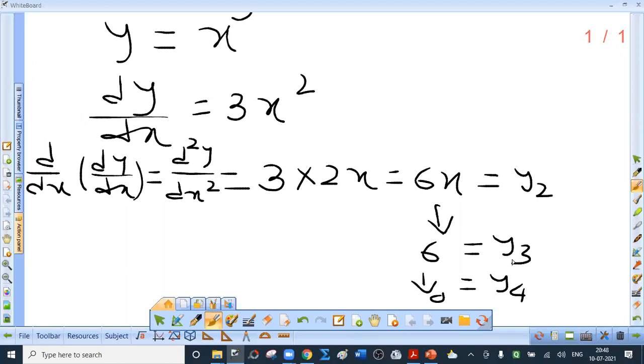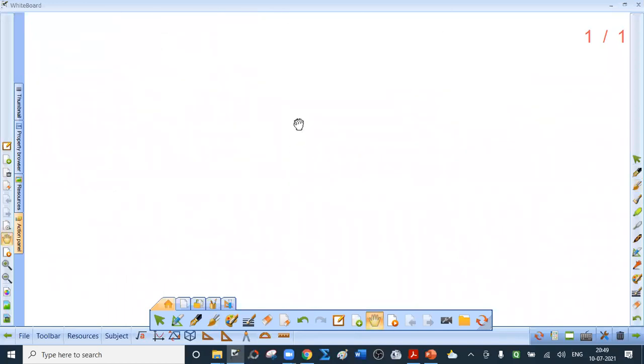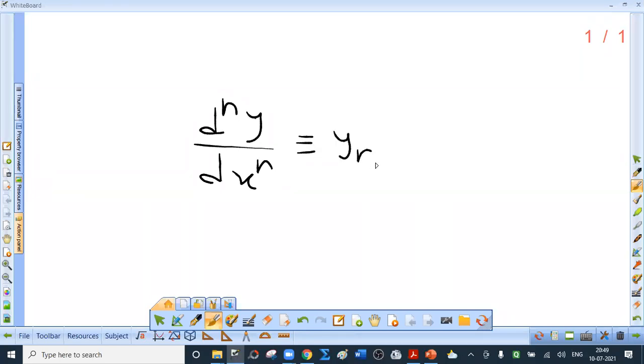So for 6 I can say y3, and for 0 y4. So how will you describe y3? Derivative of order 3, which is denoted by d3y by dx cube. What will be derivative of order 4? d4y by dx4. In general, derivative of order n is denoted by dny by dxn. The simplest notation is yn, derivative of order n.